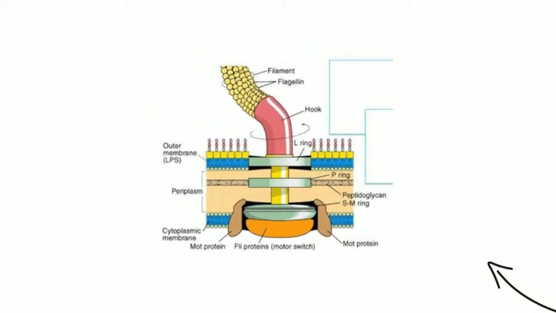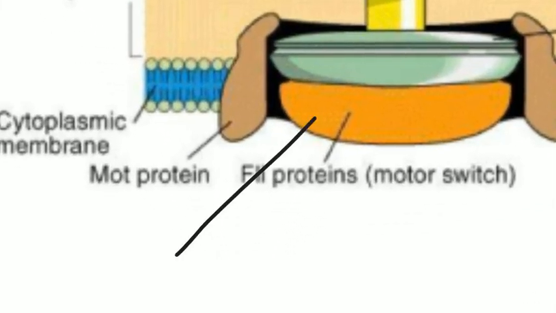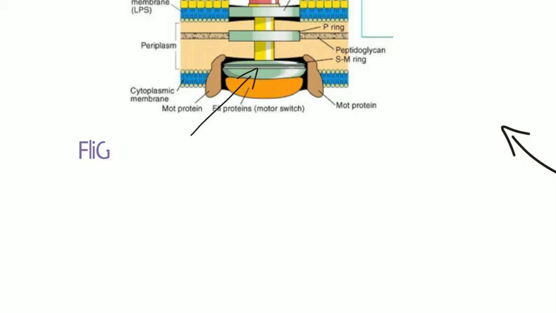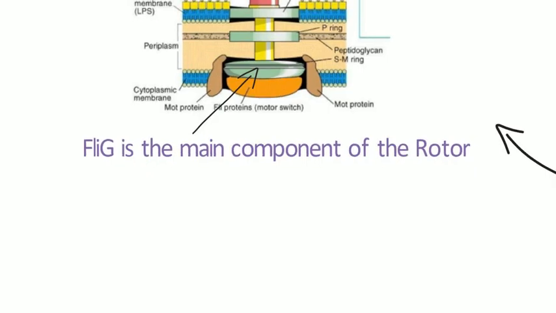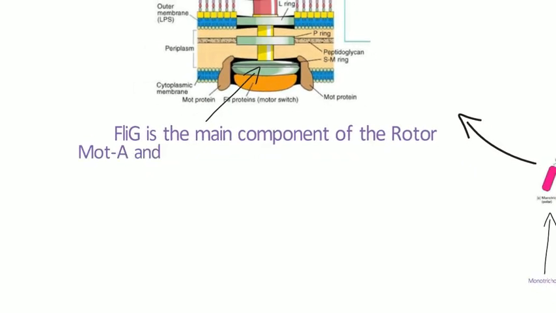We'll start with where the power for movement is generated, conveniently named the flagellar motor. It consists of two main components, a rotor and a stator. The rotor is comprised mainly of a protein called FliG. This is bound to the MS ring non-covalently. The stator consists of two main proteins, MotA and MotB, and is bound to the peptidoglycan.